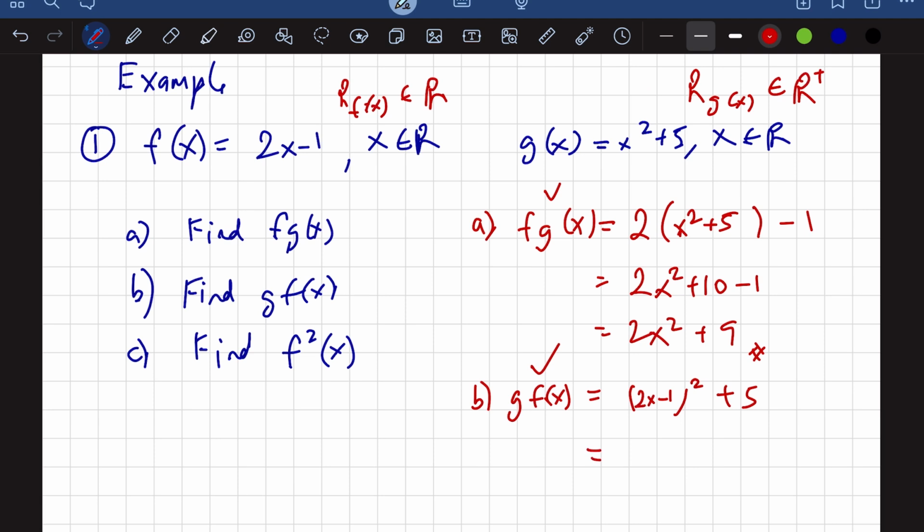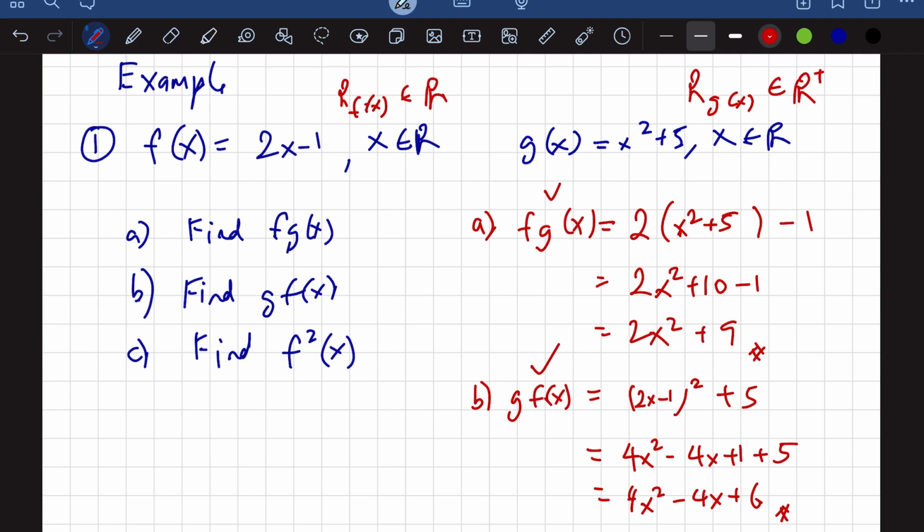All right. So I'm going to expand this. So this will be 4x squared minus 4x plus 1 plus 5. Simplify it. We will have 4x squared minus 4x plus 6. Okay. So that's how I find my g(f(x)) function. And again, it's a composite function.